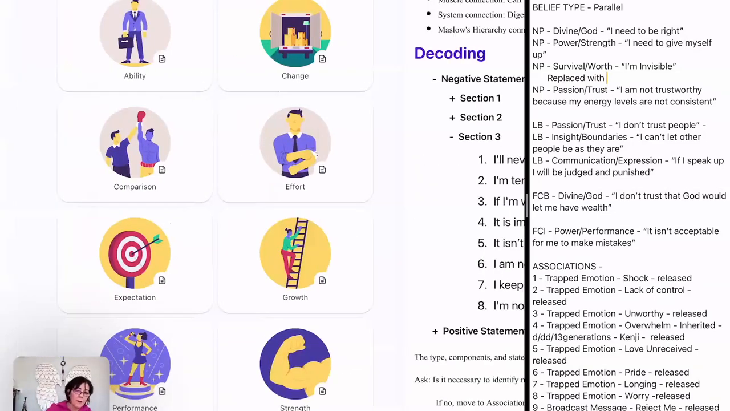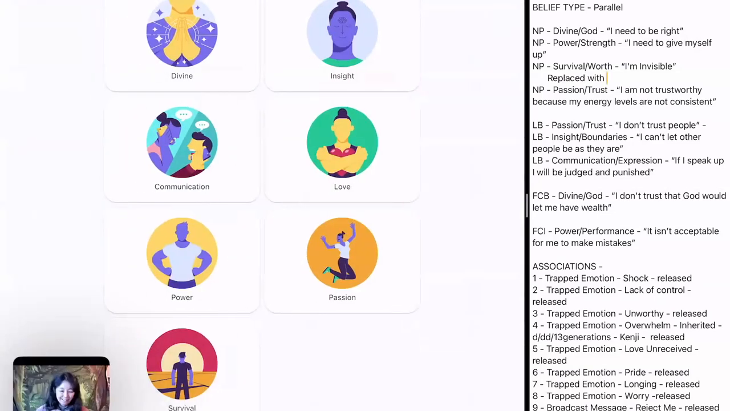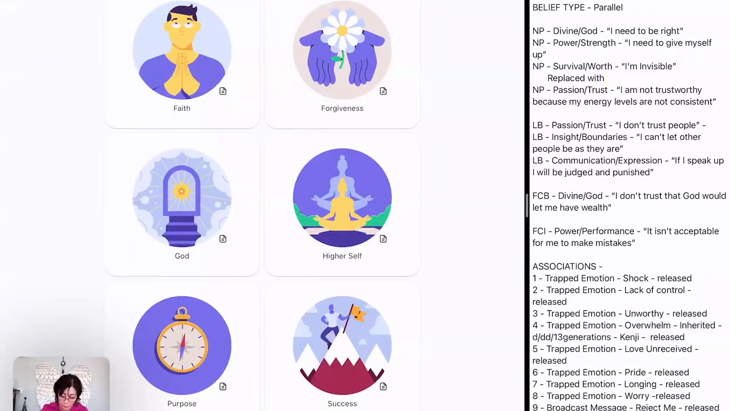Let's ask, is the replacement here on the chart? So we'll look for one on the chart. Something on the right? No, on the left. Divine. Okay. I'll just write that. And is it here to the right side? No, left side. Faith, God, purpose, God. Okay. It's in the divine God area.